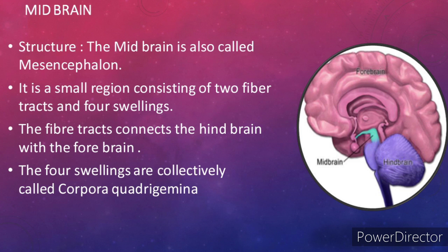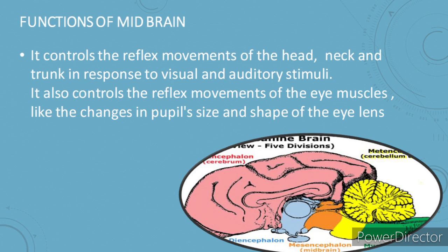Now look at the picture, children. The light greenish part that connects the cerebrum and the hindbrain is called midbrain. And midbrain is made up of 4 lobes or 4 swellings called corpora quadrigemina, and it also consists of 2 fiber tracts. Coming to the functions of the midbrain.